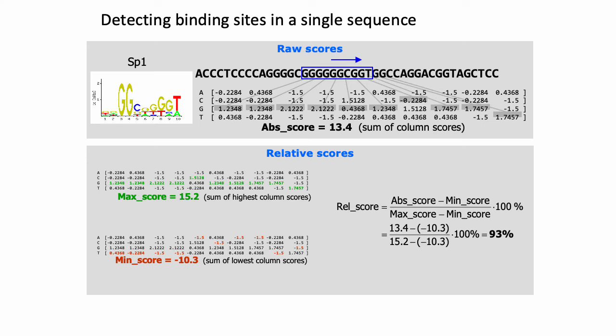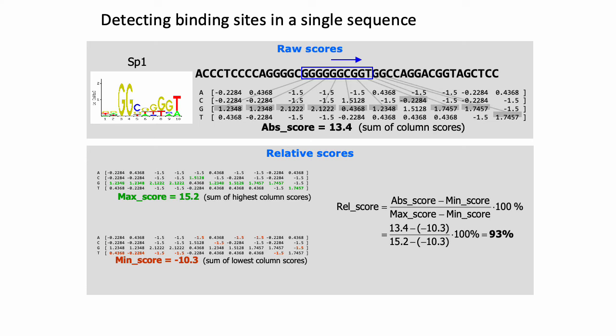Typically, when you're scanning a genome sequence for locations of a binding site, you can either look at the absolute score, which is basically what I discussed on the previous slide, where you just add up the contribution of each base to the total score of a window, and that gives you your absolute score. Or what sometimes people do is they compute what's called a relative score.